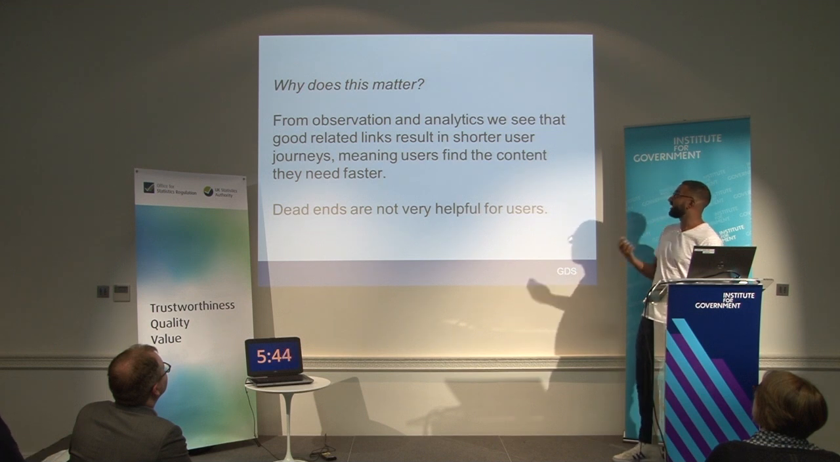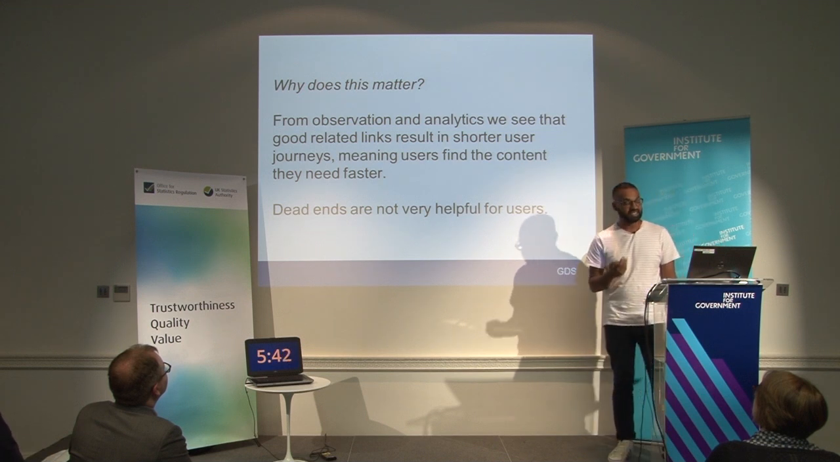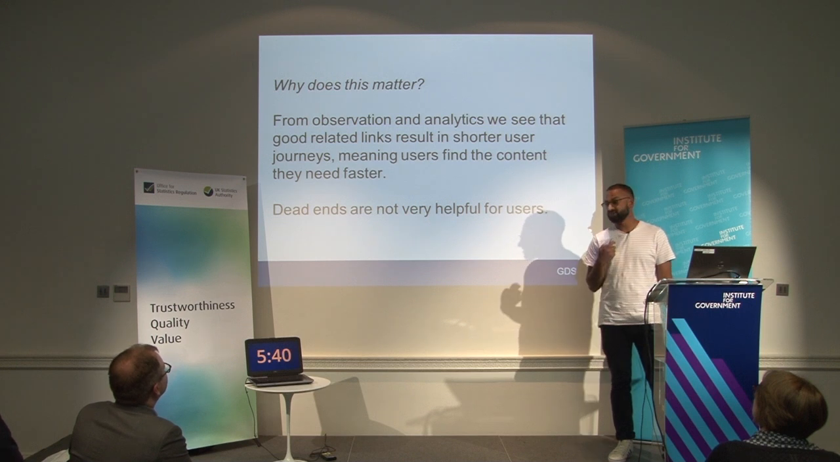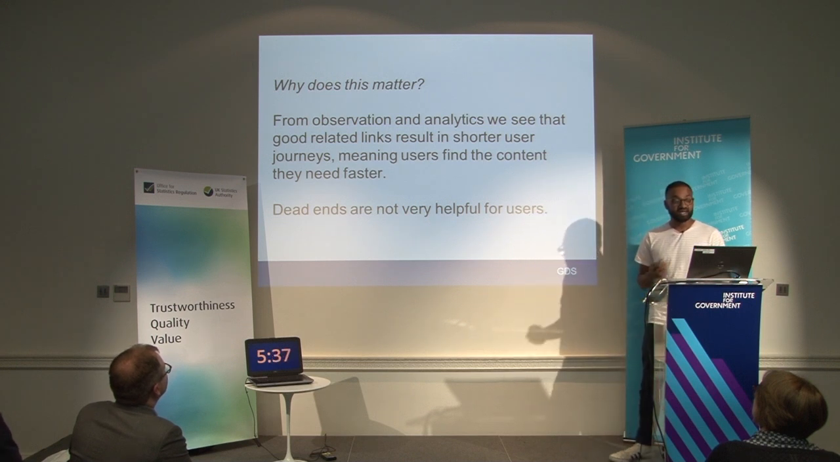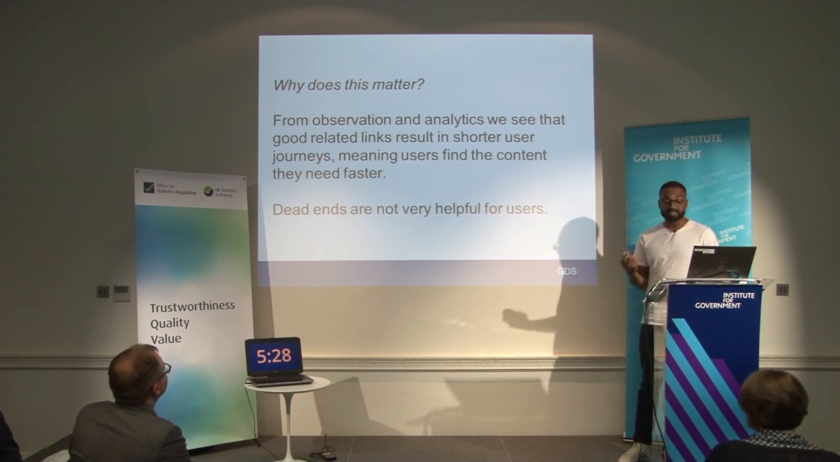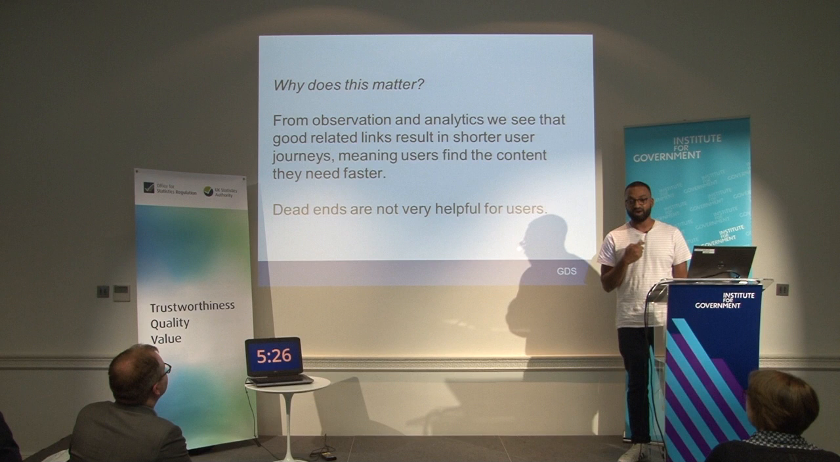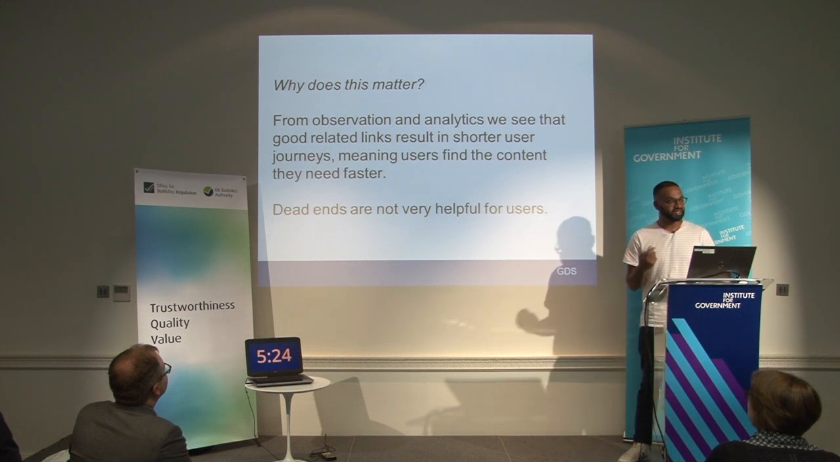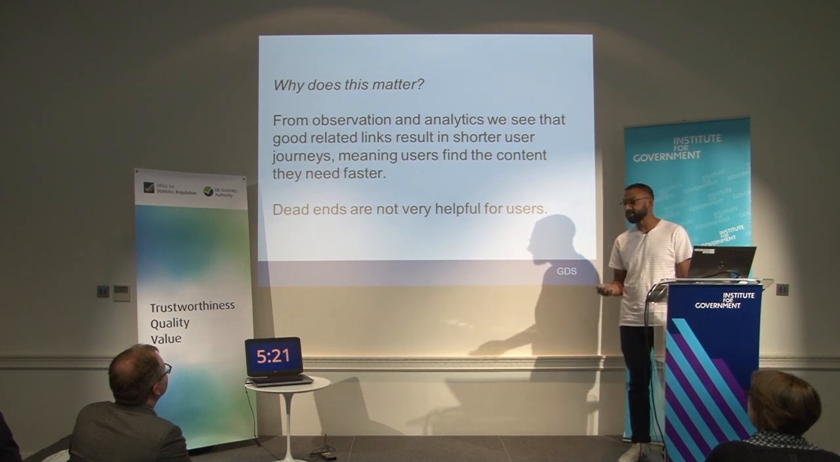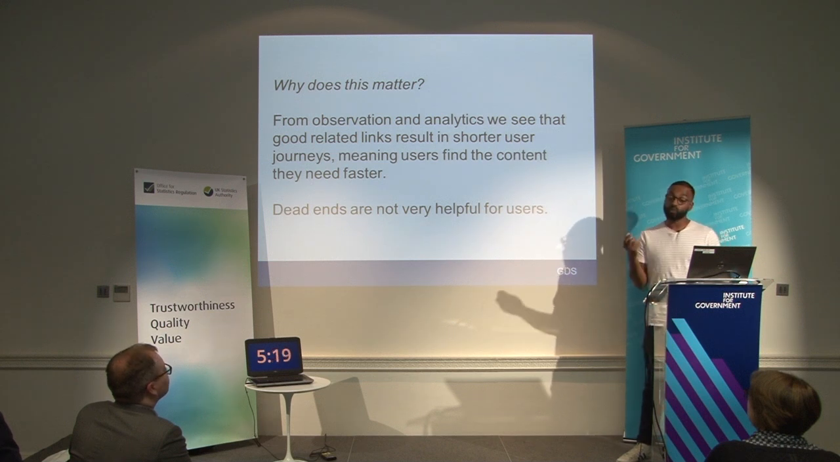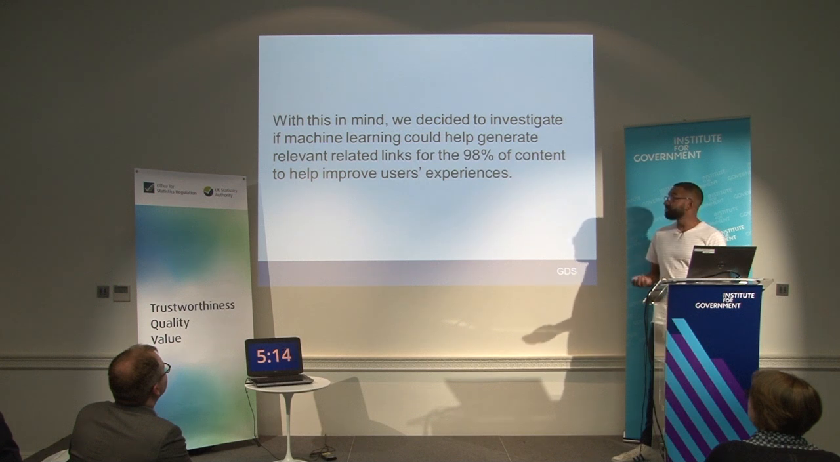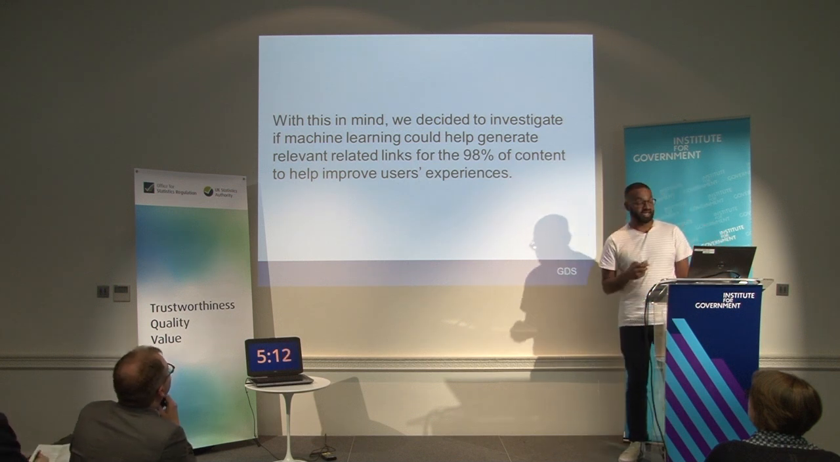From observation and analytics, we know that good related links help shorten journeys. It means users can get to the content they need faster. Also, just generally, dead ends are not very helpful for users. We should always be trying to help a user get to what they want, especially with a content estate that's over 450,000 bits of content. The chances of them landing on something that is not quite what they want is fairly high. So with this in mind, we decided to investigate machine learning.